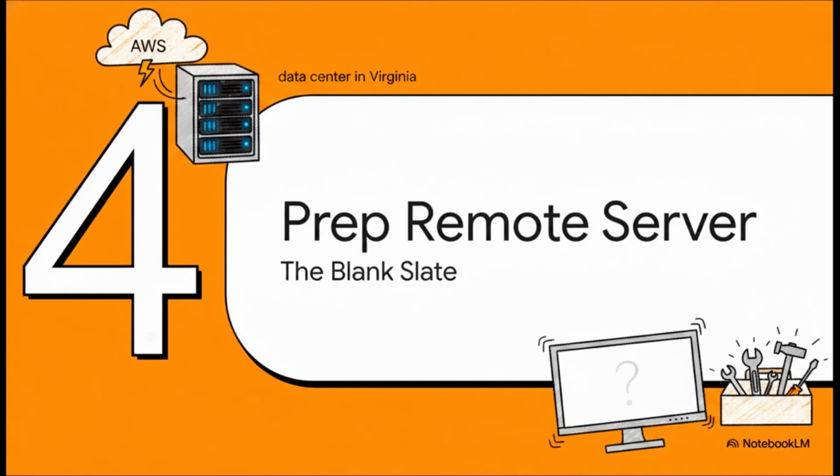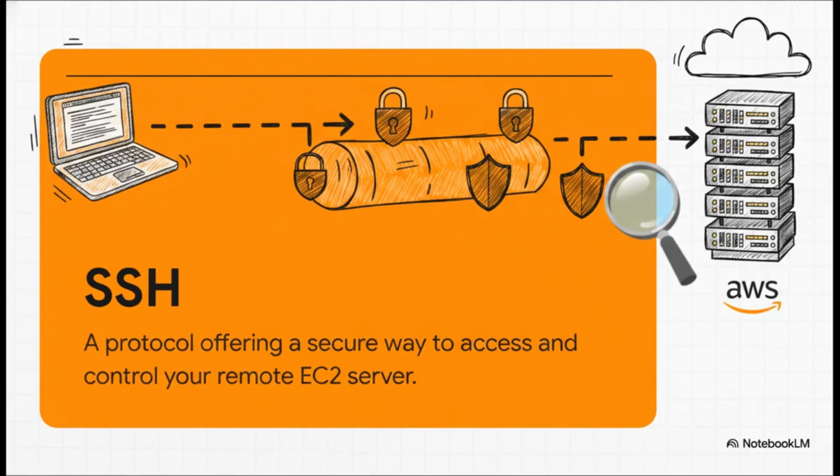Moving to Section 4, Prepping the Remote Server. Time to fill in that blank slate. So our EC2 instance is now up and humming along in a data center over in Virginia. But remember, it's totally blank. We need to prep it. To install the software our app needs, we have to actually connect to the server. We do this using SSH, or Secure Shell. You can think of SSH as a secure, encrypted tunnel running from the terminal right on your local laptop directly into the terminal of your remote cloud server.